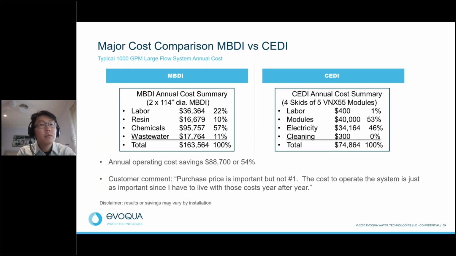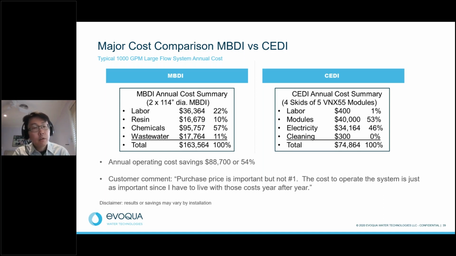In terms of the cost of CDI versus the mixed bed DI, the mixed bed DI is more expensive in terms of labor, chemicals, and also wastewater. In all, the operating cost savings, if you were to use the CDI, could be more than 50%. So in terms of the CDI, I think the major cost that has got to be factored in is only the modules. The typical lifespan of our CDI modules is from 3 to 5 years. If your pre-treatment is very good, it can last even longer than that.